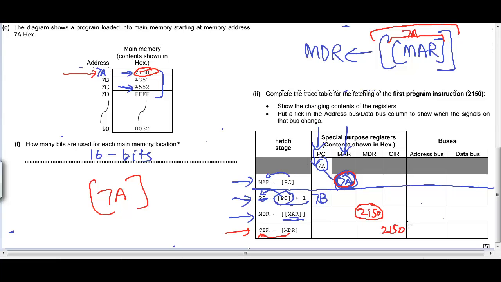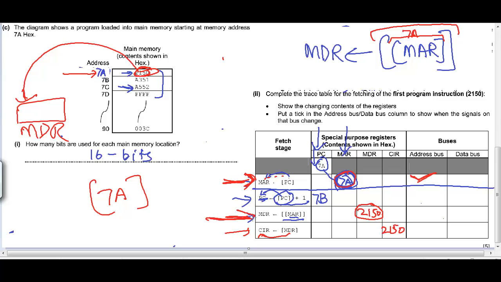Finally, we also have to indicate when these buses get updated. This should be fairly simple. When the contents of program counter are copied into MAR, when the value inside the program counter is copied into MAR, that value is instantly updated on the address bus. So when this instruction is executed, the address bus is updated. Secondly, the 2150 lying in the memory is not a data value, it is an instruction. When this instruction is brought into MDR through the data bus, from the memory location, that is when the data bus gets activated. So I hope you understand this question.